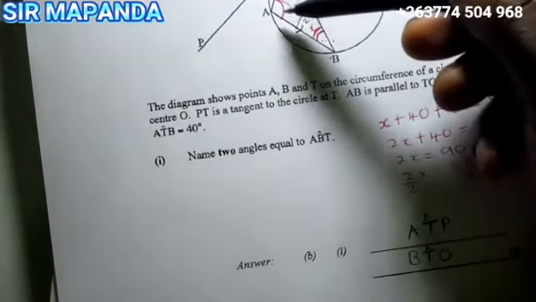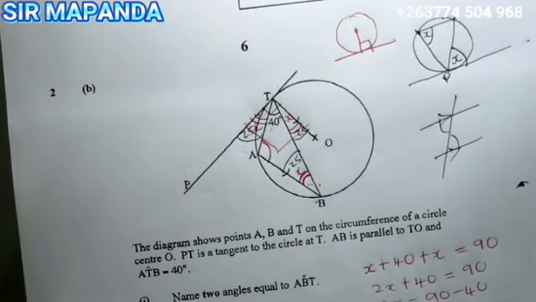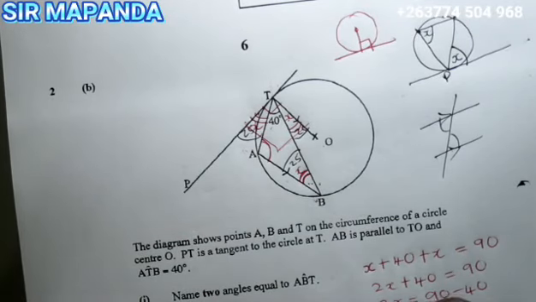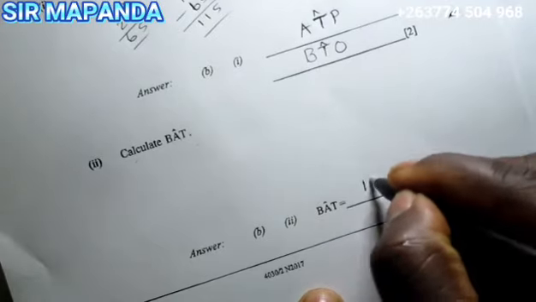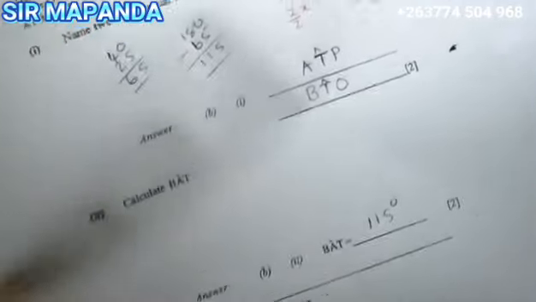But the required angle is the angle at A here. Sum of angles in a triangle add up to 180. So 25 plus 40, you get 65. 180 minus 65, your final answer is 115. So the required angle here is 115 degrees. Then you are home and dry. I hope you are listening, class.